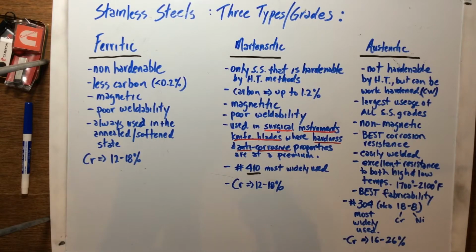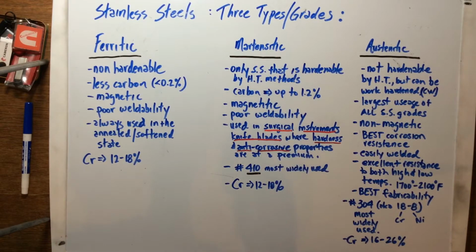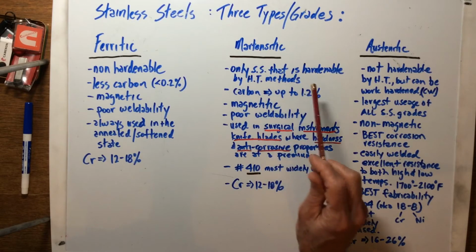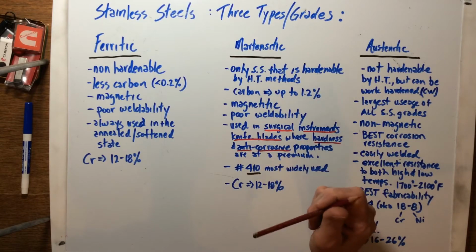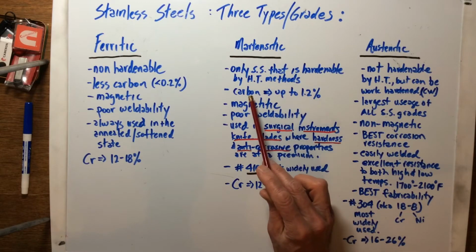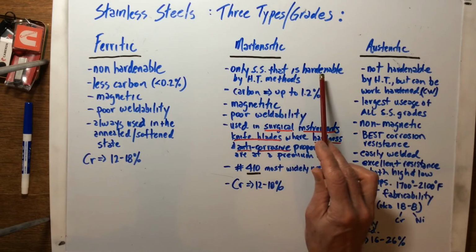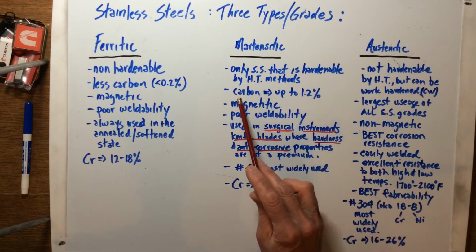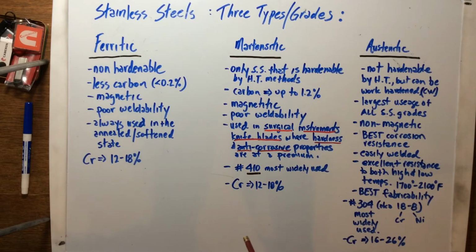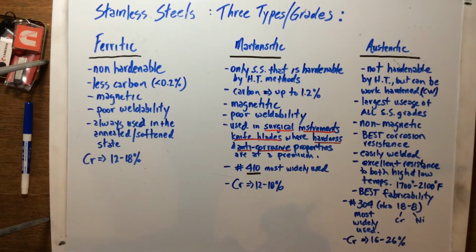Now, more importantly, really, as far as usage goes, martensitic is widely used, and specifically because it is the only stainless steel that is truly hardenable by heat treating methods. All right. And again, because it is heat treatable and can be thoroughly hardened, it has carbon up to 1.2%, which is quite a bit. And it is magnetic. Again, poor weldability.